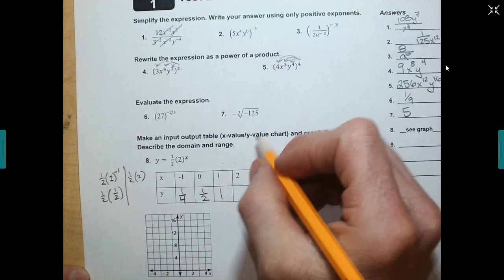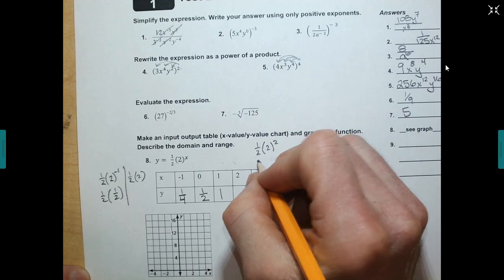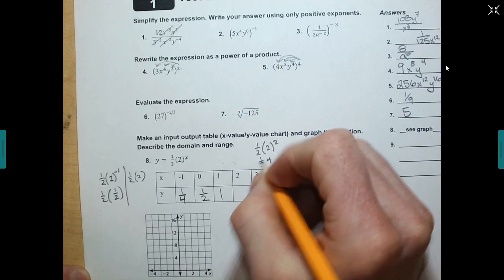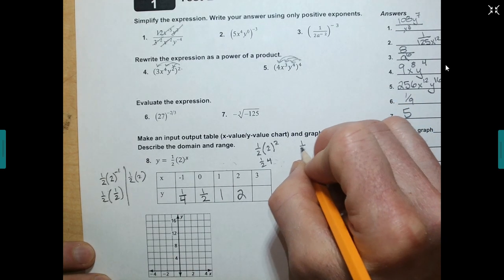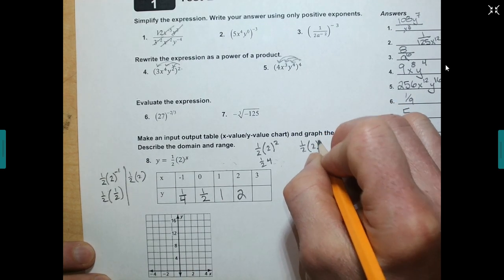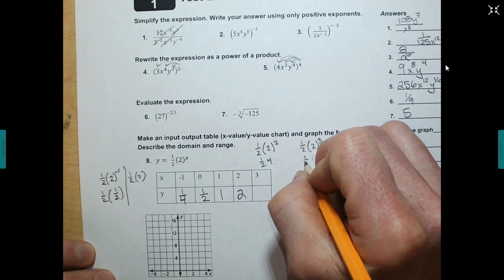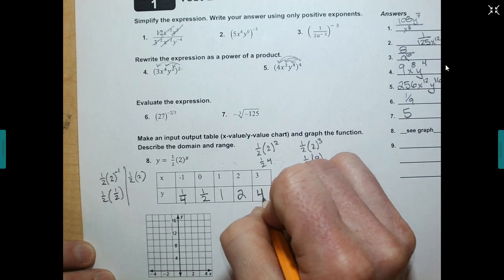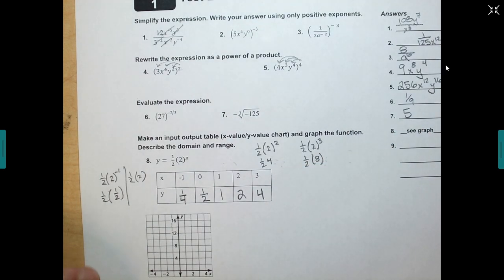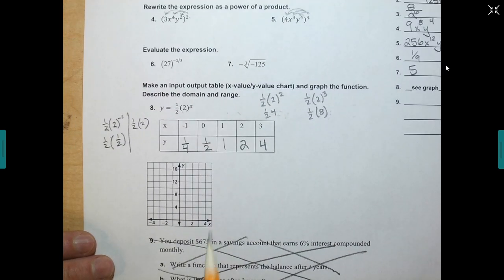And then the next one I get 1/2 times 2 squared. So I get 1/2 times 4, I get 2. And the last one I get 1/2 times 2 to the 3rd. 2 times 2 is 4, times 2 is 8. So 1/2 of 8. So I get 4. Bing, bing, bing. So now I graph that.